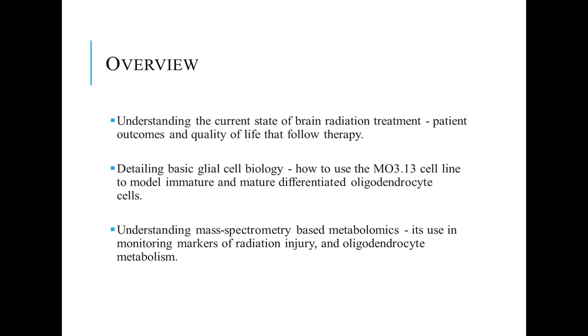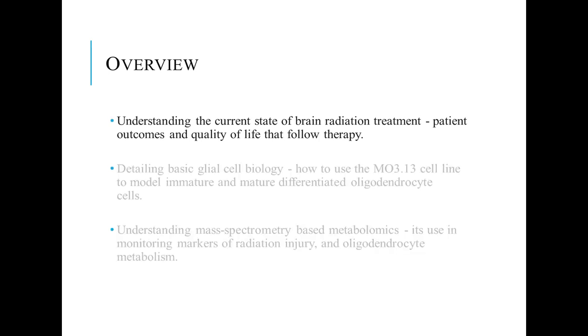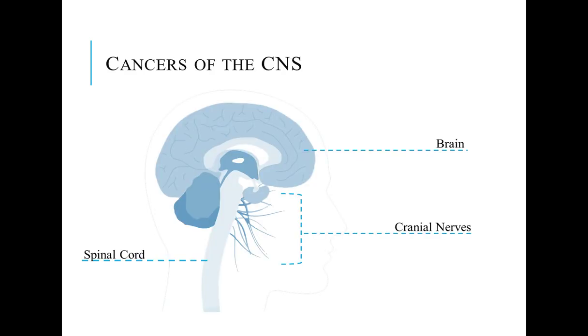So first I'm going to start with understanding the brain radiation treatment. To talk about radiation damage, I first have to talk about cancer. Cancers of the CNS include cancers that affect the brain, the spinal cord, and also the cranial nerves. Today I'm going to focus mostly on talking about the brain.